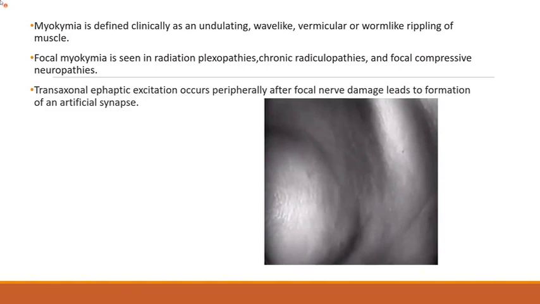The mechanism of generation of myokymia is transaxonal ephaptic excitation. Where there is the lesion, the impulse is formed there, and there is ephaptic transmission of the impulse to other neurons, which causes this myokymia.